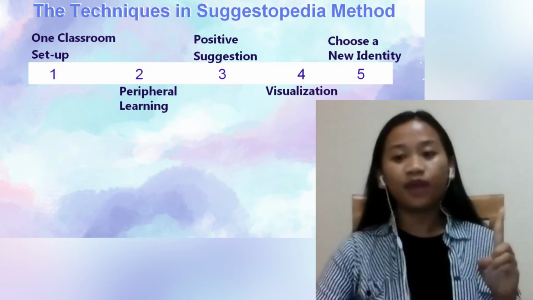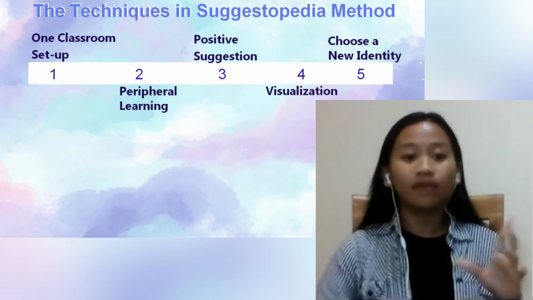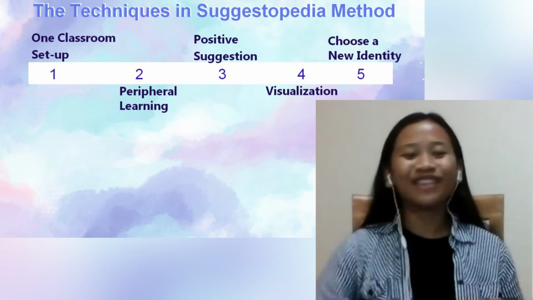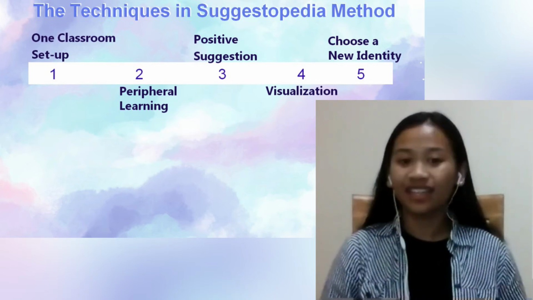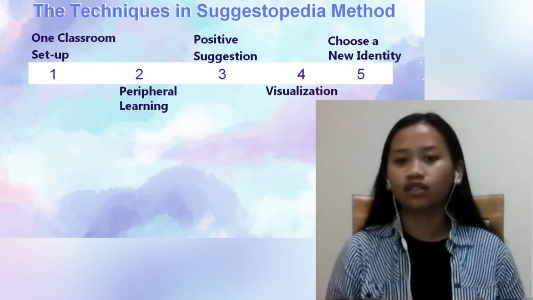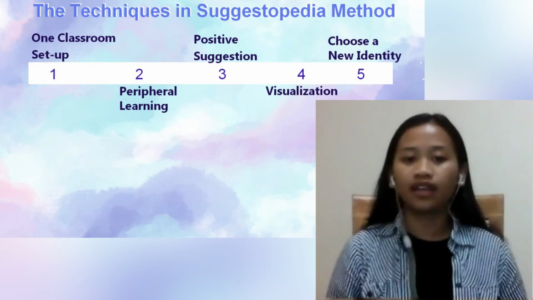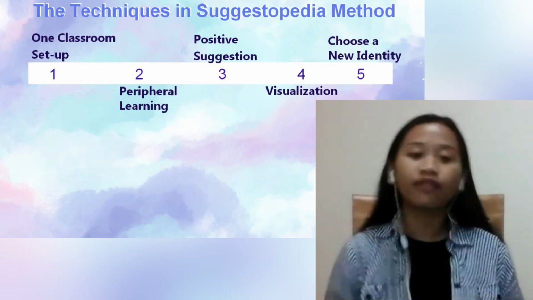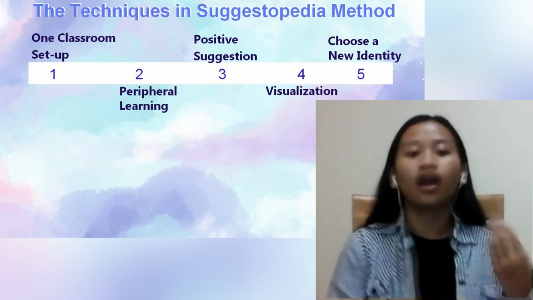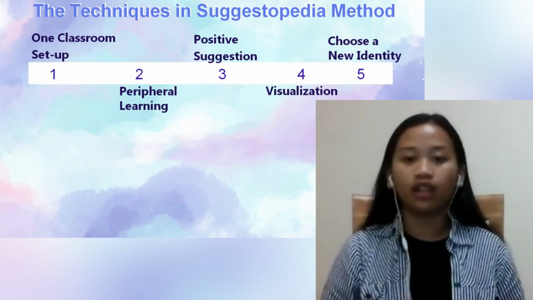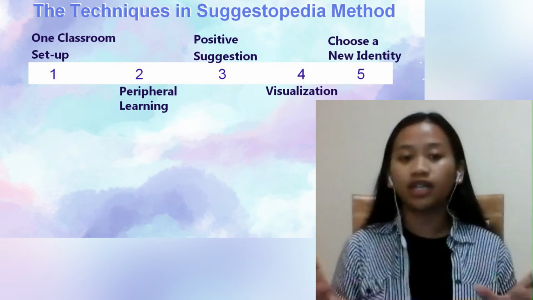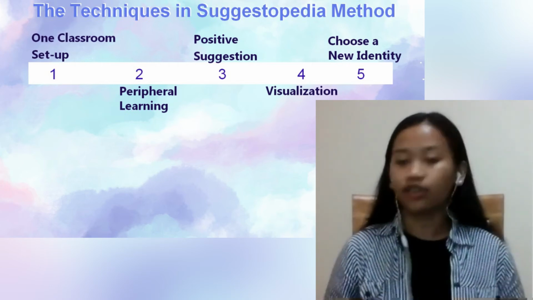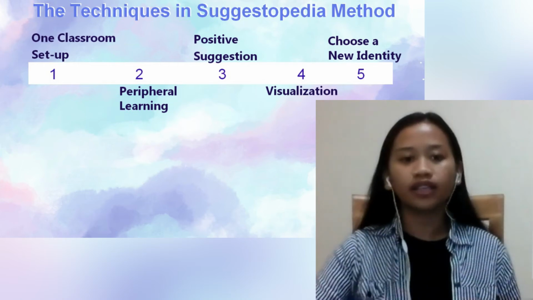The first one is classroom setup. In implementing this method, the teacher tends to make the classroom not like a classroom in general. And then the second one is peripheral learning. This refers to the idea that we are able to understand a lot more through the environment than through something that we intentionally focus on. And then the third one is positive suggestion.